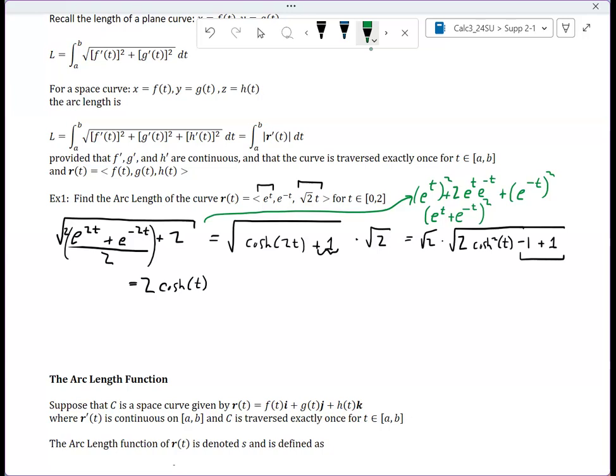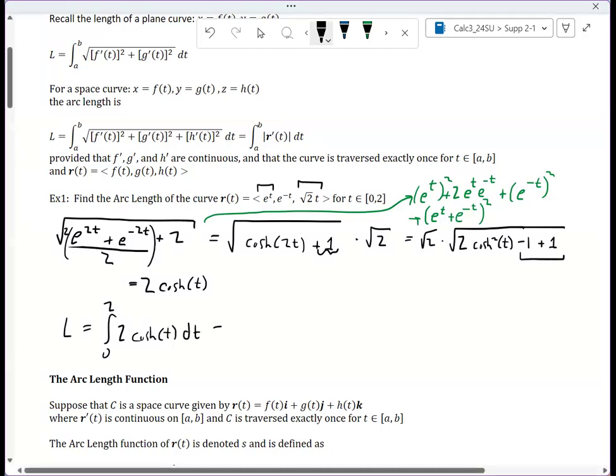It's just a question of whether you want to wrap these exponentials under the hyperbolic trig function or not. But we do see that the integrand is 2 cosh of t. And now what do I want to do from my arc length? I need to integrate from 0 to 2 cosh of t dt.